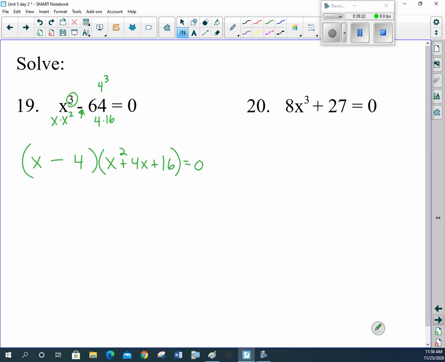Okay, this part right here, x minus 4, easy to get an answer. x equals 4. This parenthesis right here will never factor. It will always have to go in the quadratic formula. And it's probably going to be imaginary when you're done. So let's put in the quadratic formula.